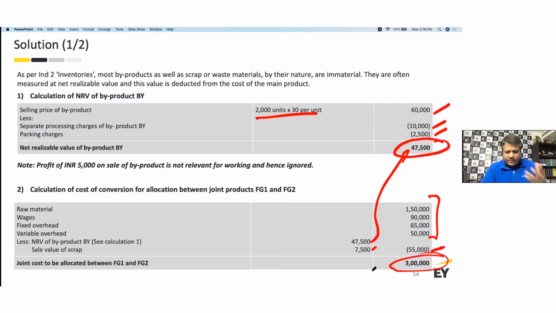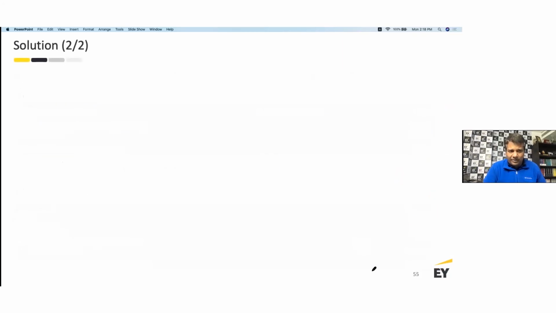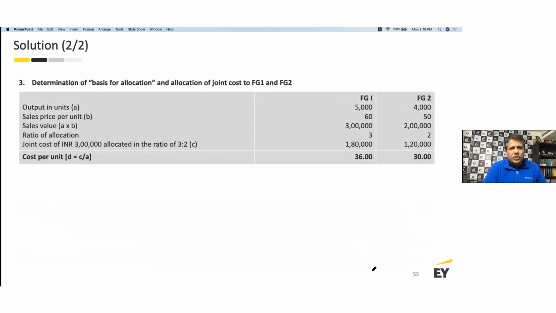Okay, so I don't have the specific cost for FG1 and FG2 because they are in a way produced together. But I know their sales price, right? Which was 60 and 50, right? And I also know the quantity which is being produced. Okay, so how much quantity of FG1 was produced? 5,000. FG2 4,000, right? So I know the quantity produced, and then I'm going to look at the sales price of 60 and 50, which gives 3 lakh and 2 lakh: 5,000 into 60. So I get the ratio of 3:2.